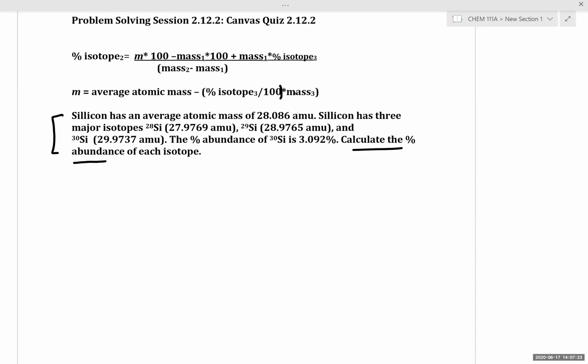So the m times 100 would be its own calculation, and then I would do minus mass 1 times 100? Yep, exactly. Okay.